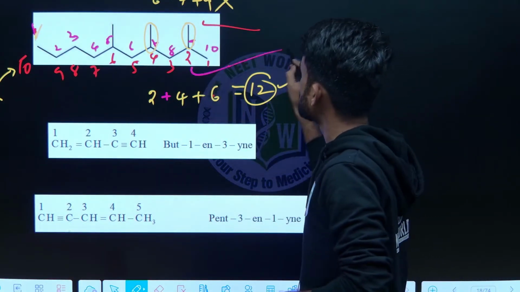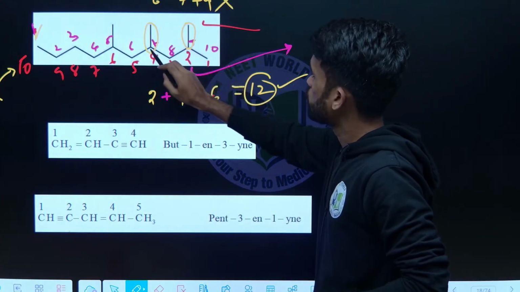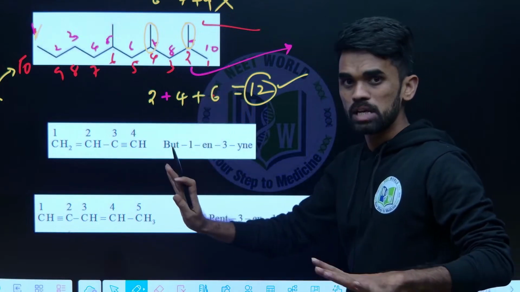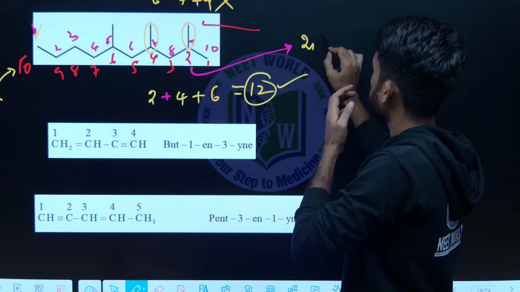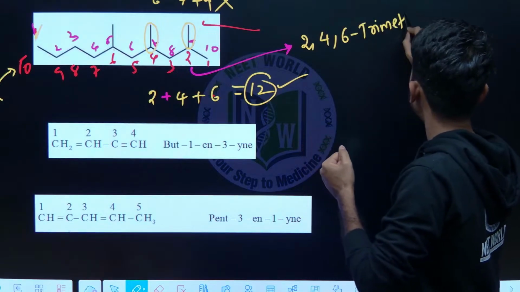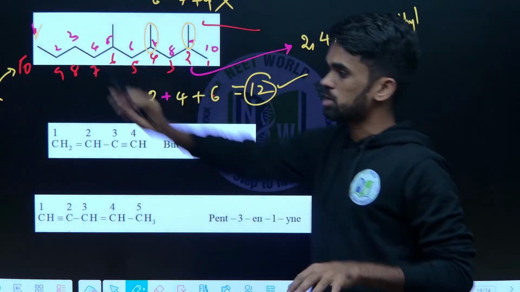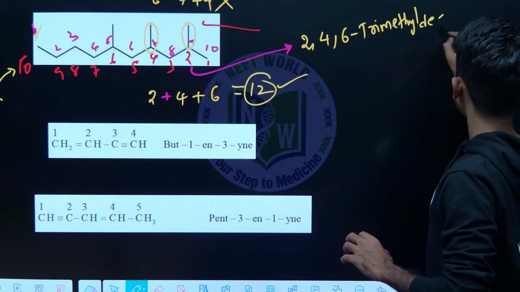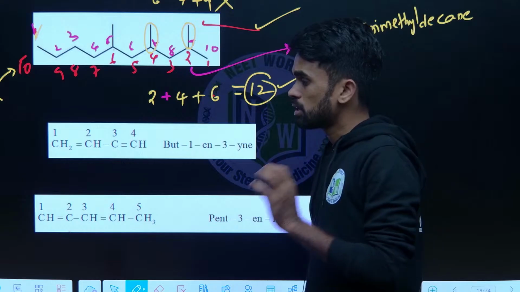Now based on this, tell me what is the IUPAC name of this compound? Yes, 2, 4, 6. Those are the three positions where we have methyls. How many methyls? 1, 1, 1. So totally 3 methyls. So 2, 4, 6-trimethyl. The parent chain has 10 carbons now. Trimethyl decane. This will be the answer for this particular question. Hope you got clarity on this.